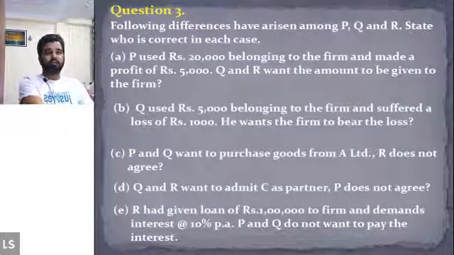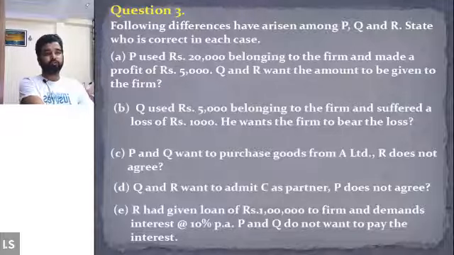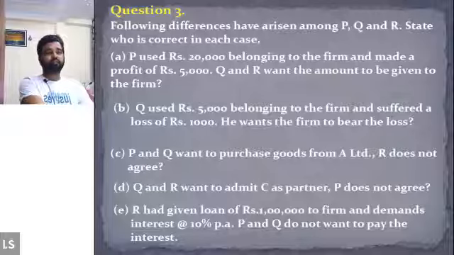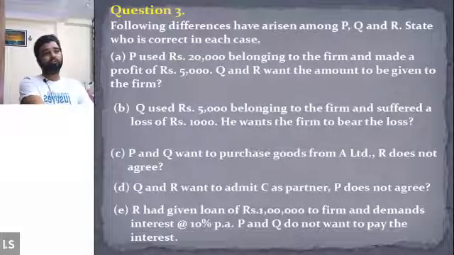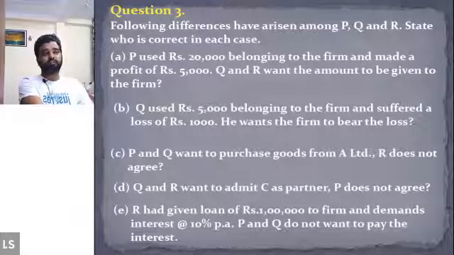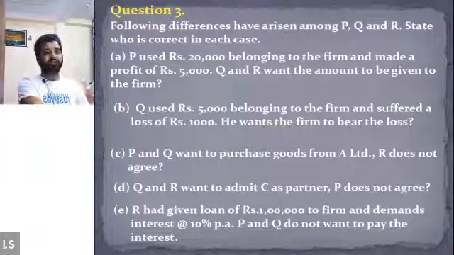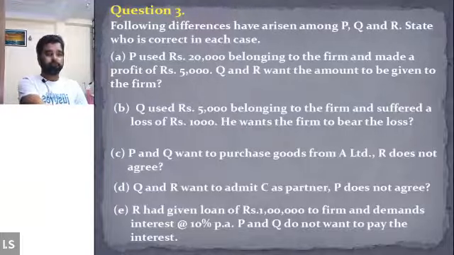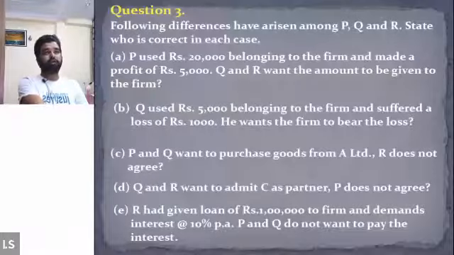So the first dispute is that P used rupees 20,000 belonging to the firm and made a profit of rupees 5,000, right? P has used 20,000 that belongs to the firm and by using this fund, he has generated a 5,000 profit. Now Q and R want the amount to be given to the firm. Tell me how this situation will be dealt with, whether this amount shall be divided among the partners or not. Tell me whether the contention of Q and R is right or wrong. So they are right. Correct, because this amount belongs to the firm, so therefore the profit also belongs to the firm.